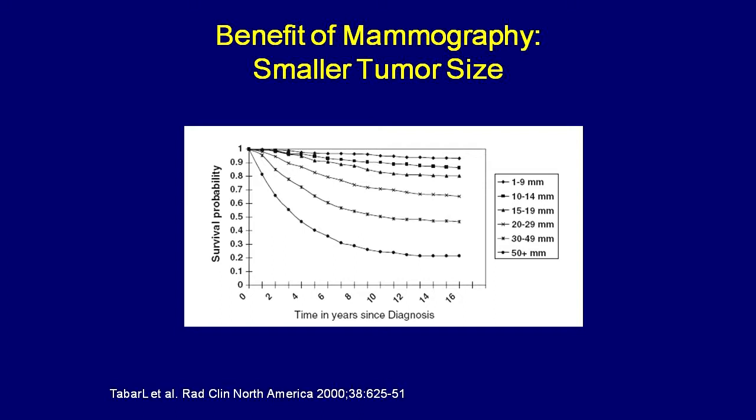so this graph basically shows survival probability. I wish I had a pointer. I should have brought my pointer. I was thinking I should. But I hope, and stop me if you need to.